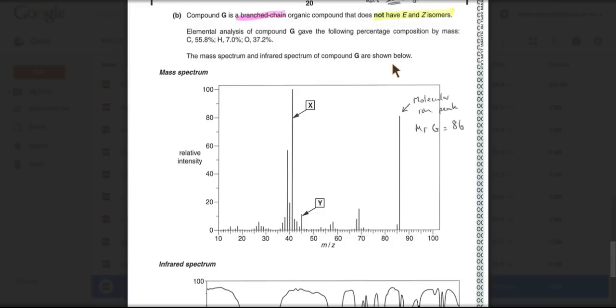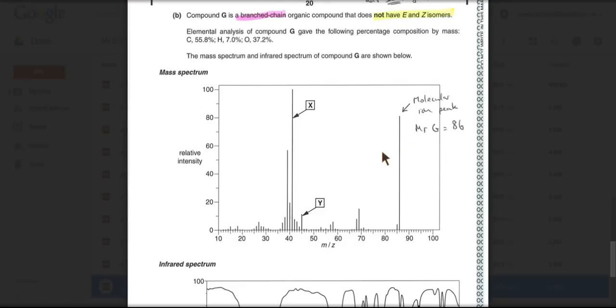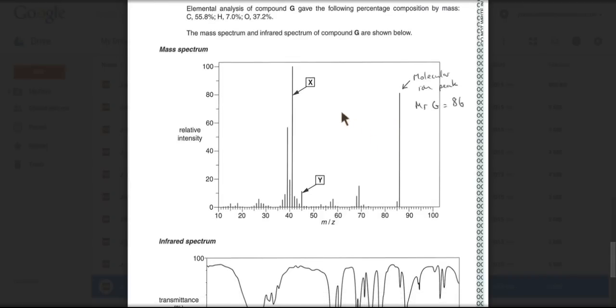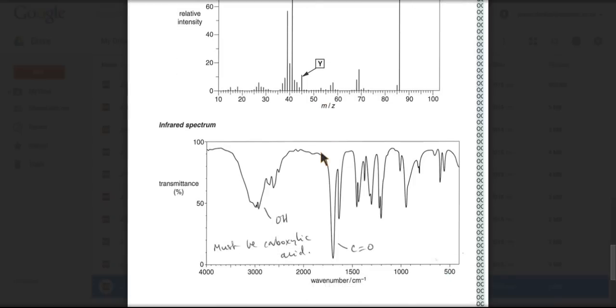So we're given an elemental analysis. So we've got composition by mass. We'll be able to work out the empirical formula from that. We've got a mass spectrum. Most important peak on here is the one with the highest m/z value. So that's given us the Mr of G, which is 86. So I would encourage you to annotate your spectrum as you work through the paper. And we're given a couple of fragment peaks labelled X and Y. So we'll come back to them as we get into the question.